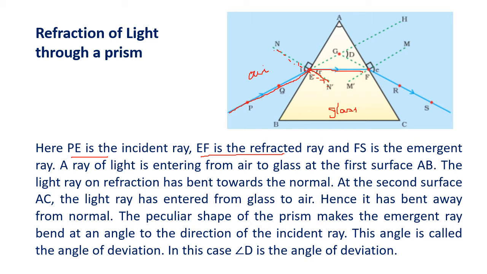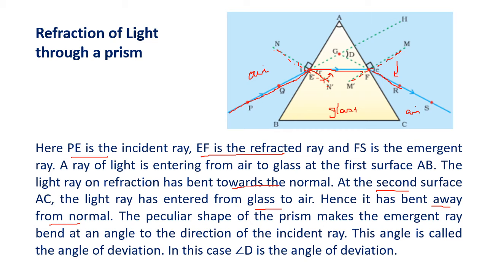At the other surface, at this point, this is the normal. Now light is going back from glass to air. It is bending away from the normal. Here it is going away from the normal, here it was going towards the normal. So first it bends towards the normal. At the second surface, light has gone from glass to air, and it has bent away from the normal.